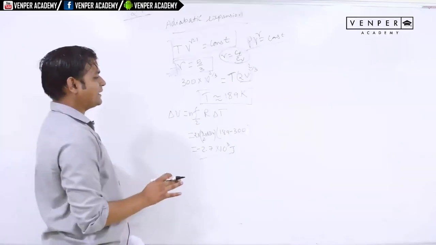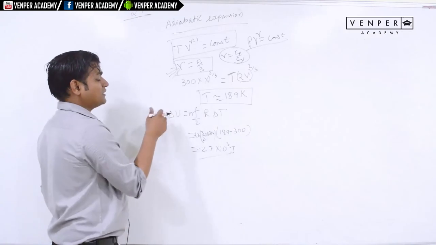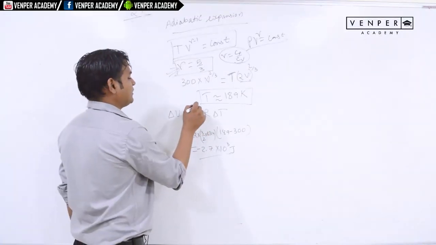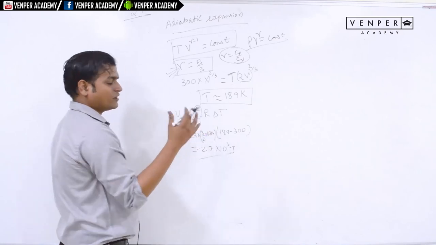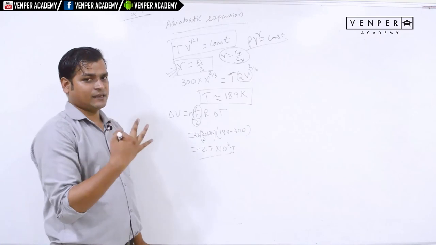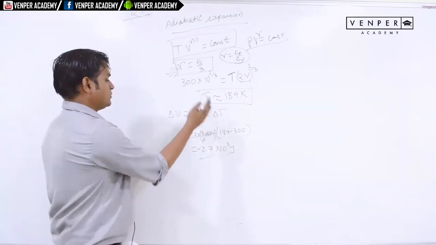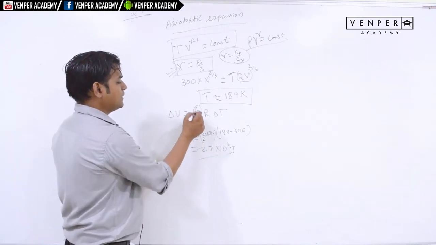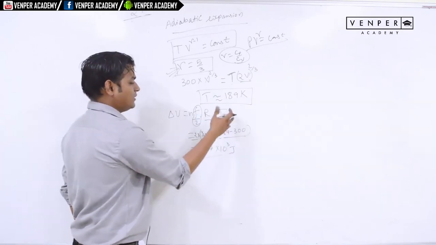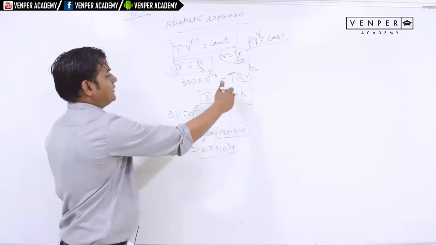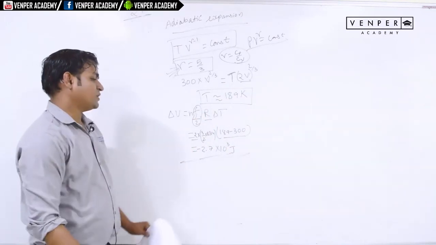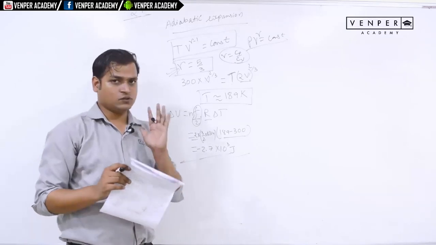Next, they are asking in this same question the change in internal energy. We know that change in internal energy is equal to n into f by 2 R delta T, where f is the degree of freedom. Degree of freedom in case of a monoatomic gas is 3, clear? So the number of moles is 2, 3 by 2 into 8.314 into delta T, from 300 it is coming to 189. So the change in internal energy is how much? Minus 2.7 into 10 raised to power 3 joule.